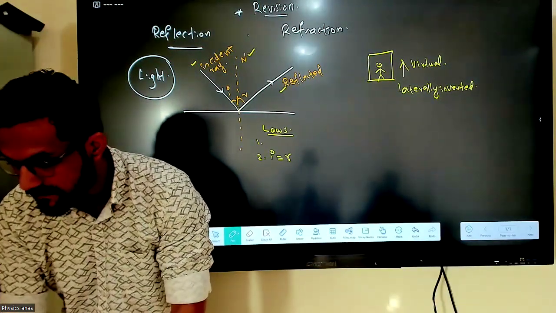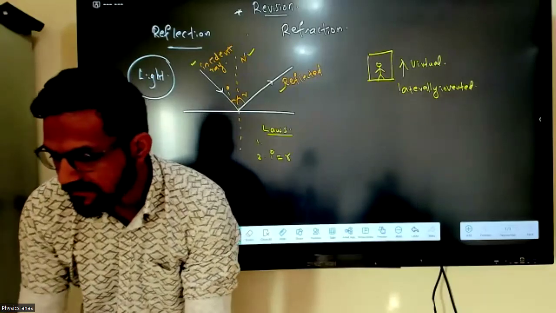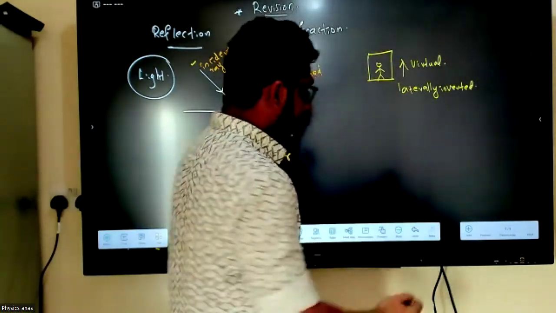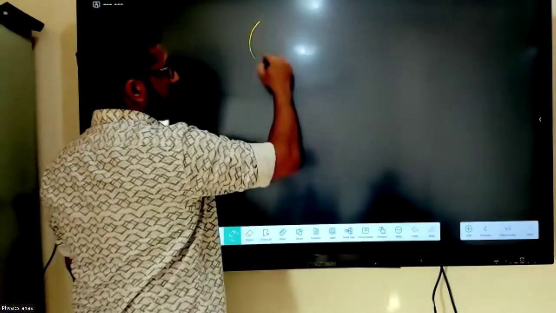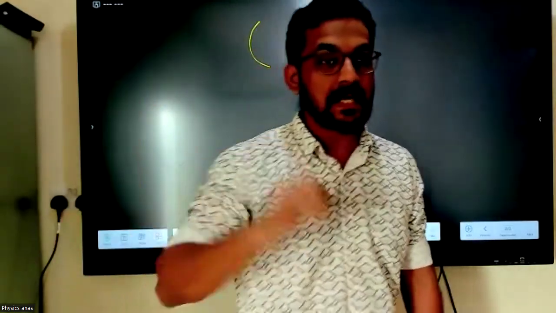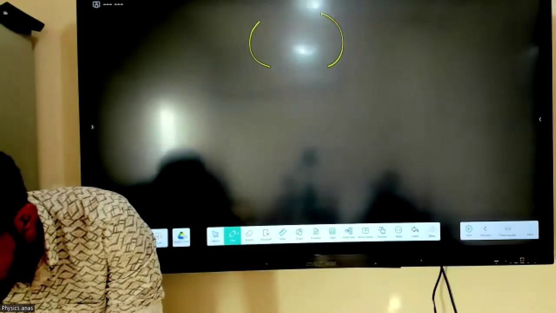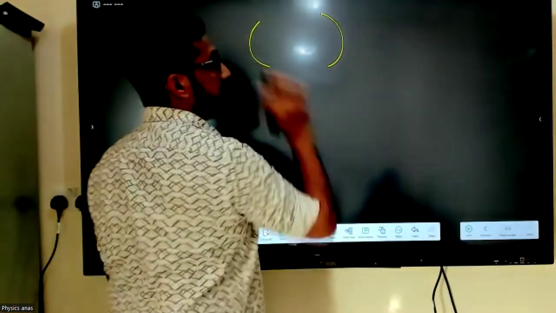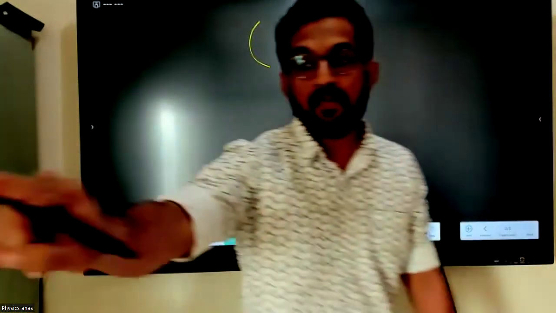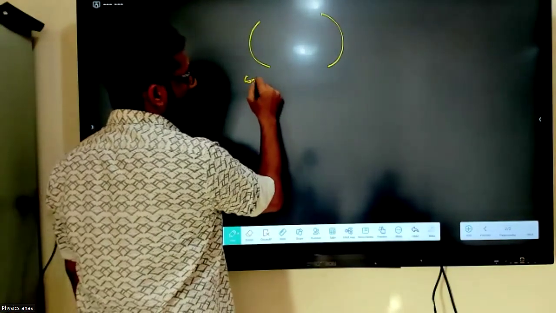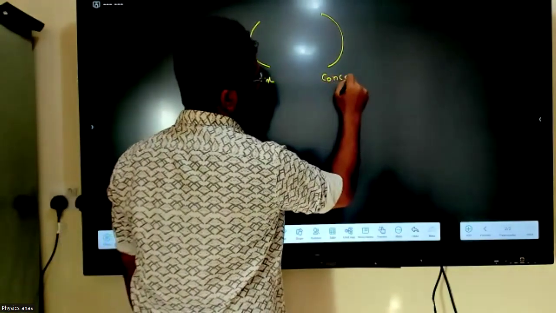And spherical mirrors. What are spherical mirrors? This is a flat mirror. If the reflecting surface is a part of a sphere, that type of mirror is called what? Spherical mirror. And this is a convex mirror. This is a concave mirror.